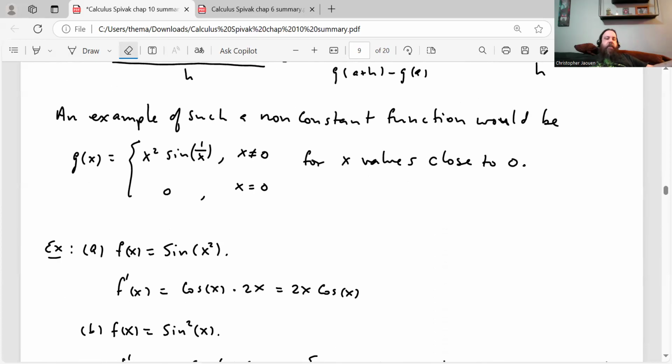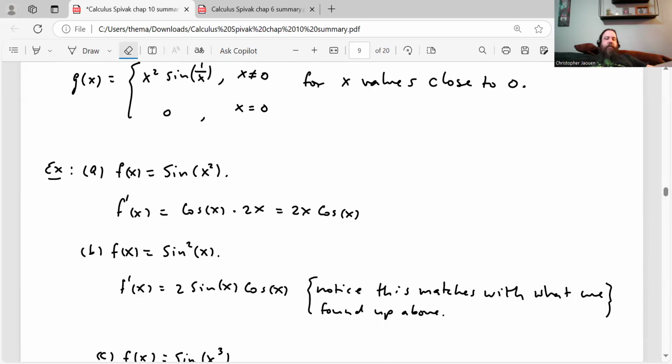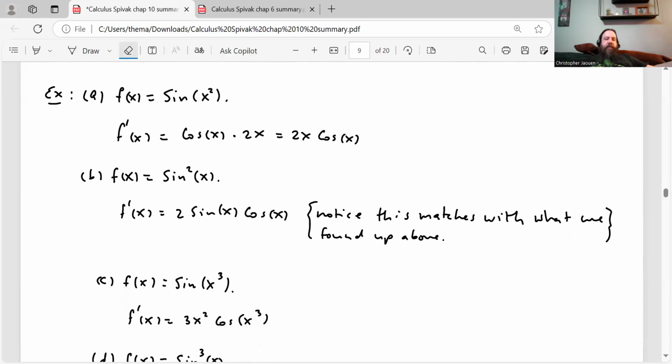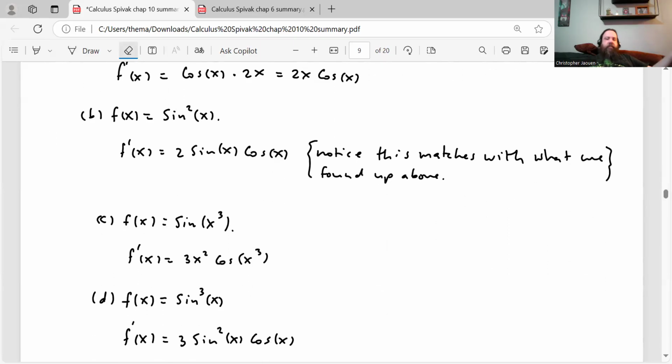Then Spivak goes through some examples of using the chain rule to differentiate functions. Again, I won't really make a big deal about this. You can pause your screen, or you can go to the Patreon page and download the PDF, or you can just do them in the book yourself.